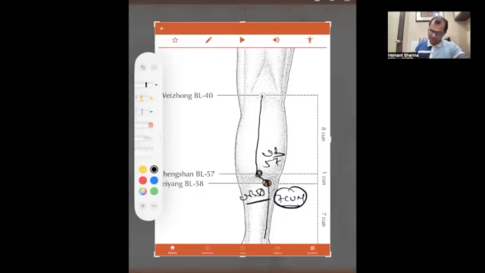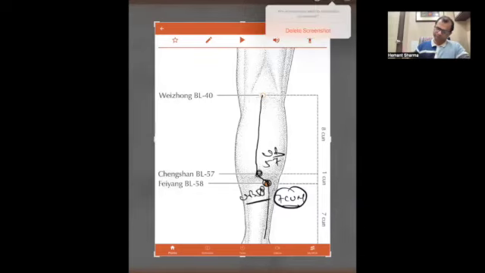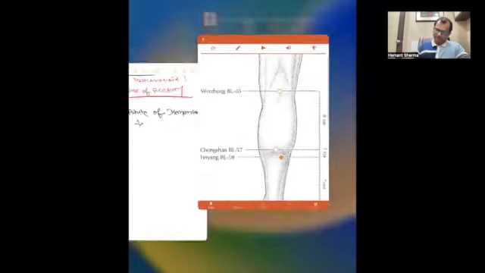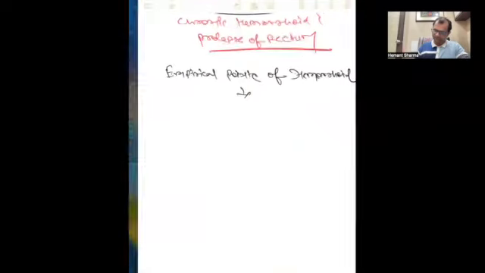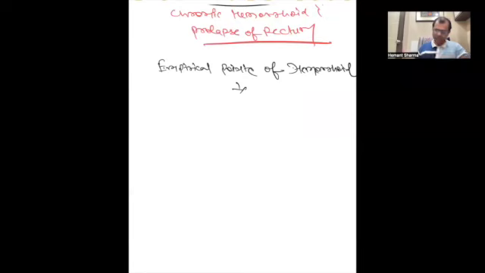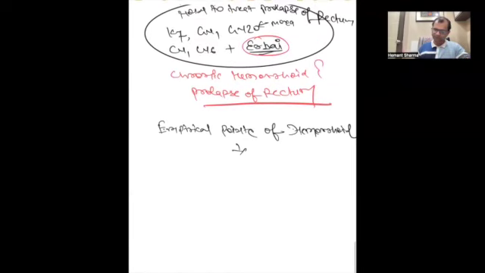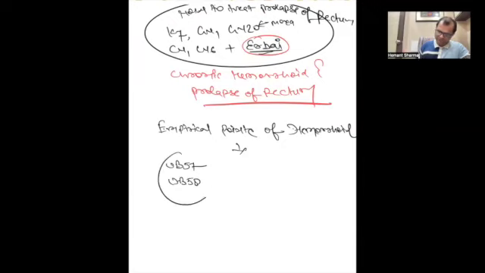Right? So in this way, we know this: urinary bladder 57 and urinary bladder 58. A wonderful point. We just have seen.